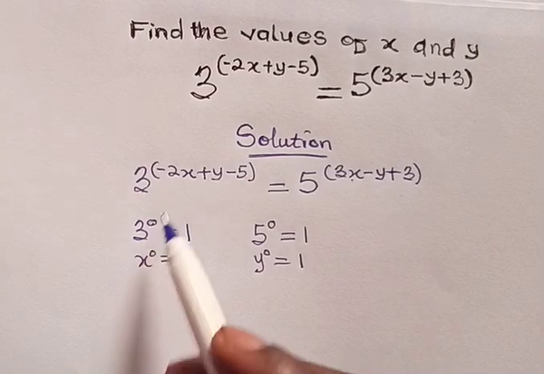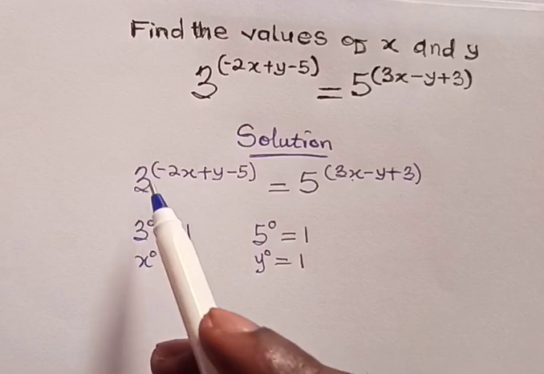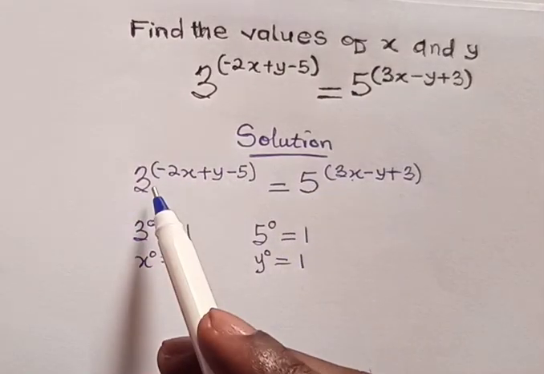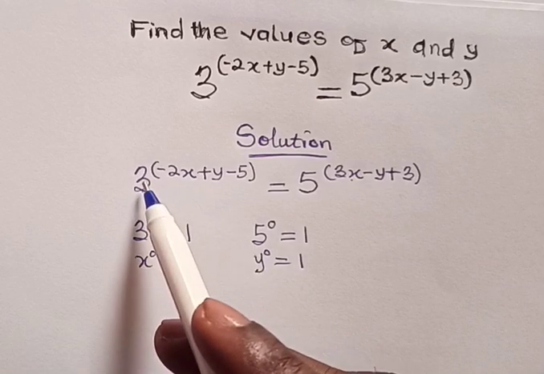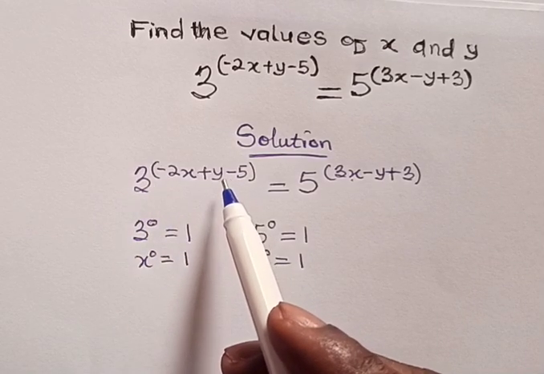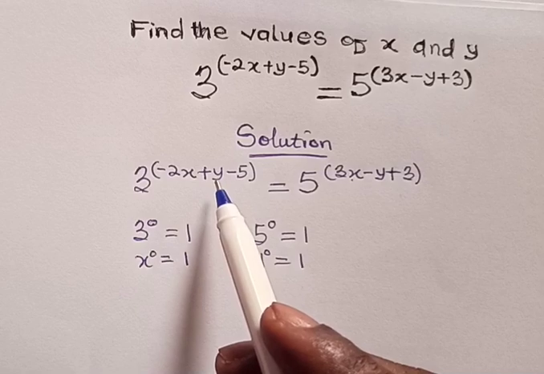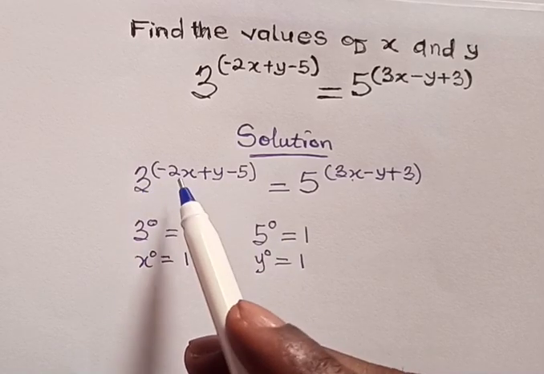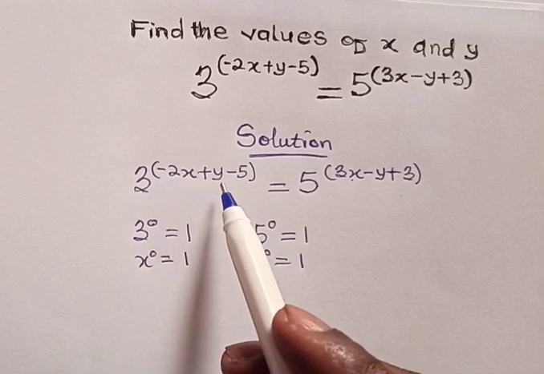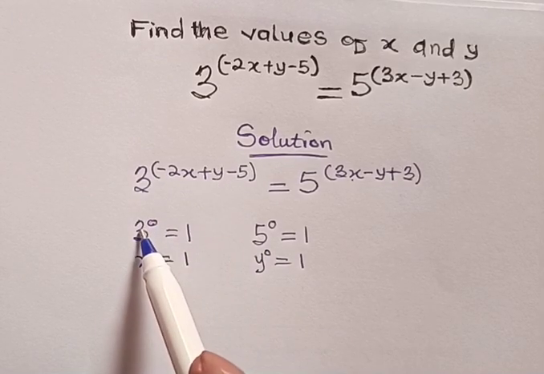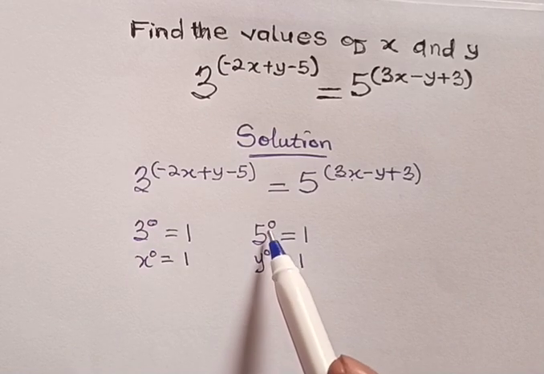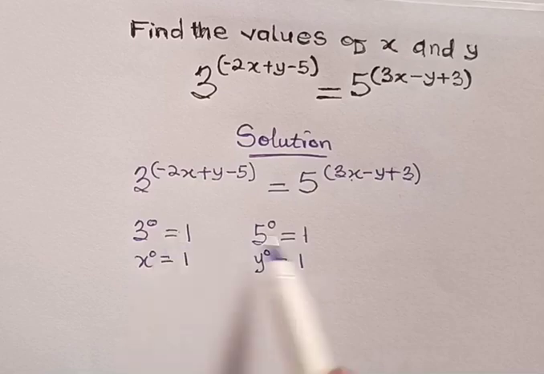So before this and that can be equal, their exponent must be what? 0. Someone may decide to use a logarithm to solve this. Well, we don't want to use logarithm. Even if you try using logarithm, you will get to a point where you'll be stuck. So we are not using logarithm. We want to solve this algebraically. So if 3 exponent 0 is 1 and 5 exponent 0 is also 1, it means they are equal.